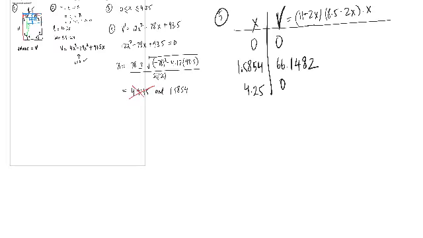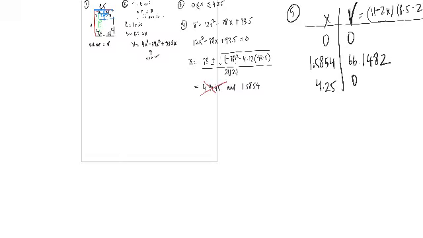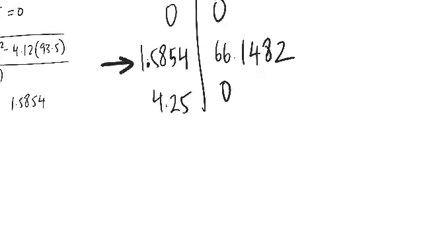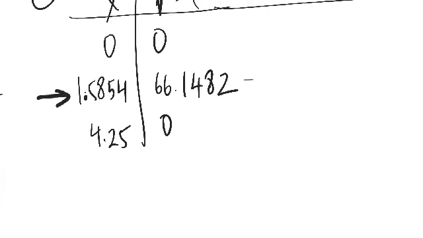So there we go. That's basically the biggest box that you can make would be when the square side is 1.5854 inches, and the volume at that particular dimension would be 66.1482 cubic inches.